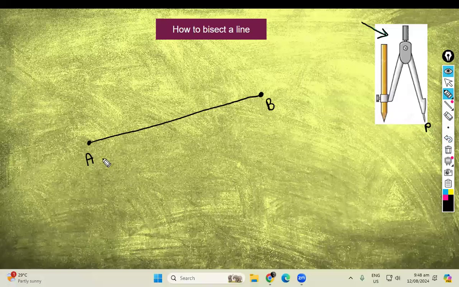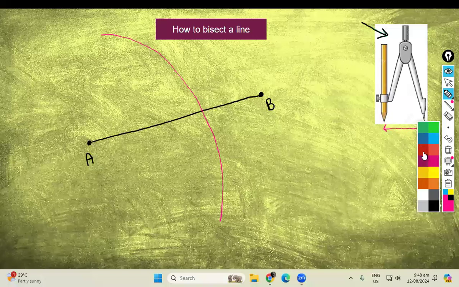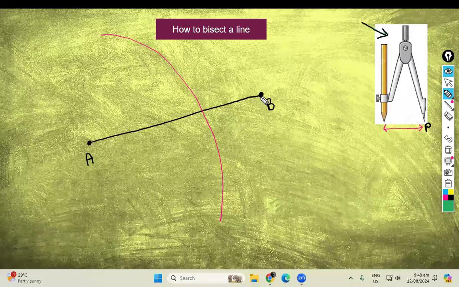All right, so here's what you're going to do. You're going to put the point of the compass at point A, and you're going to extend it to more than half the line. So you extend it more than half the line, and you're going to draw kind of half a circle from point A. And then without changing the distance from the pencil to the point, you do the same thing at point B. You put the point of the compass at point B, and you scribe another kind of half a circle. Both arcs, both the pink and green arc, will meet at 2 points.